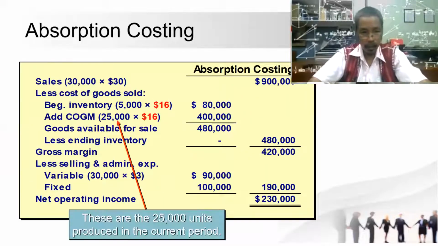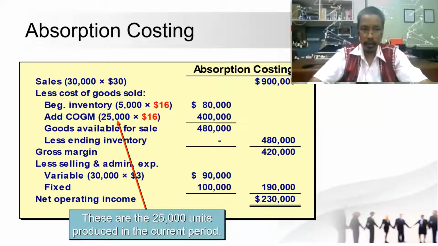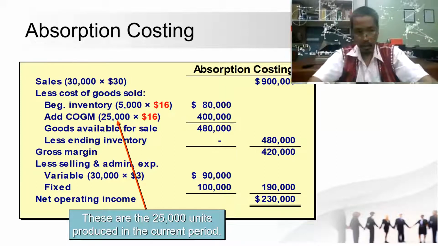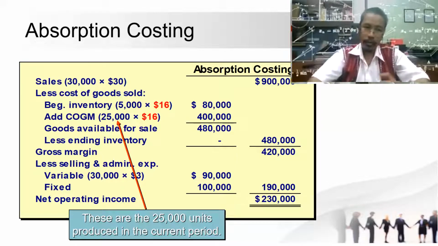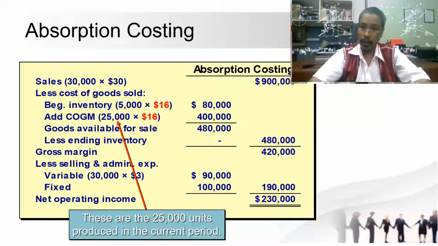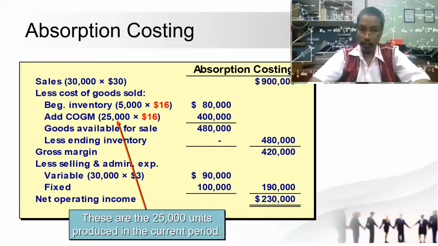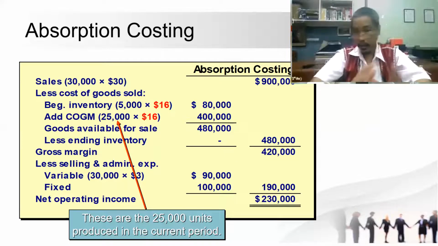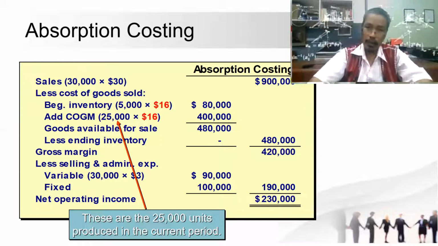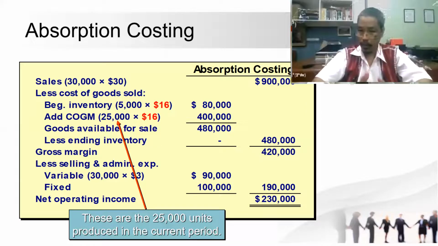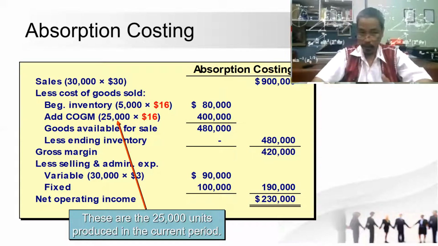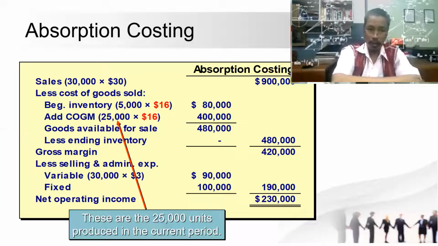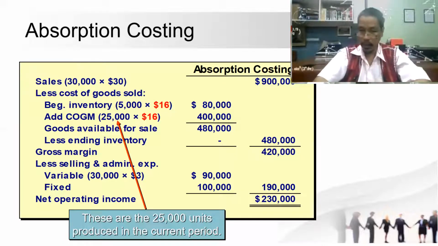So what about absorption costing? Sales, 30,000 units times $30, that is 900,000. Less cost of goods sold. Take note again, 5,000 times 16, because 10 plus 6 is 16. That is our calculated value. So 5,000 times 16, that is 80,000. Let us add. This is for the next period, because previously we do not have beginning inventory, but now we already have because this is the next period. 25,000 times $16, that is 400. So therefore, goods available for sale amounts to 480.